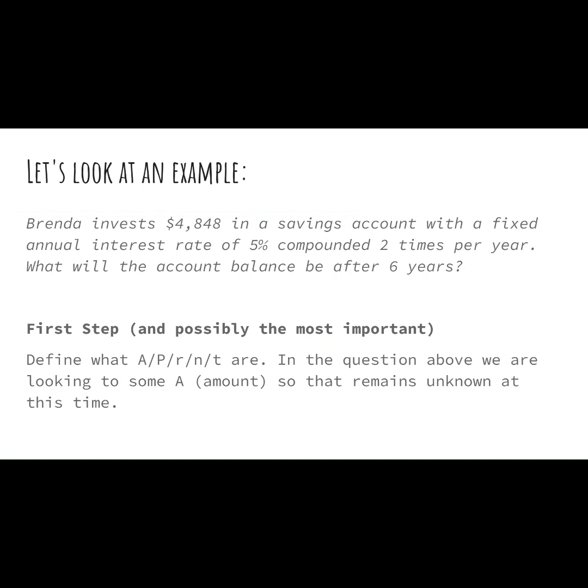Brenda invests $4,848 in a savings account with a fixed annual interest rate of 5% compounded 2 times per year. What will the account balance be after 6 years? The first step, and the most important step I think when you do any of these questions, is to define. Define what your A, P, R, N, T is going to be. So what is the amount, the principal, the rate, the compounded times, and the actual time frame of the investment? In the question above, we are looking for A. We're looking for the amount. That remains unknown at this time.